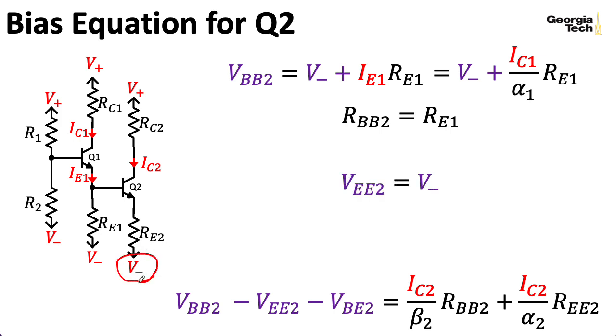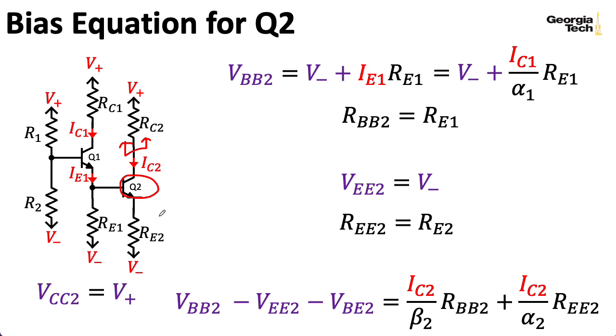We just have Thevenin equivalent voltage V minus and Thevenin equivalent resistance RE2 for looking out of the emitter. Now, once again, you don't need the equivalent circuit looking out of the collector to compute the bias point, but if you want to make sure Q2 is acting in the active mode, it's handy to have, and that's just V plus for your voltage and RC2 for your resistance.